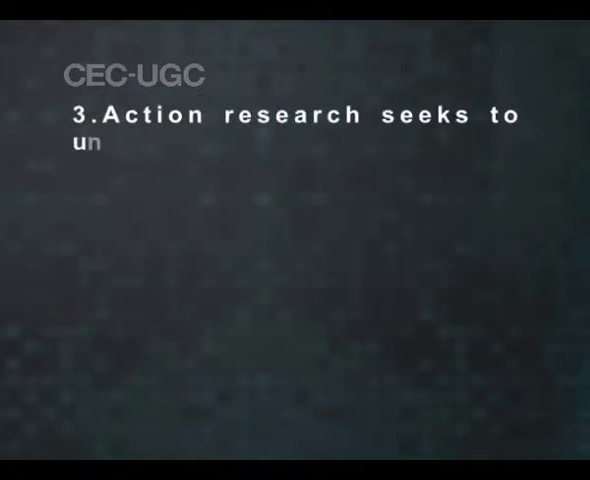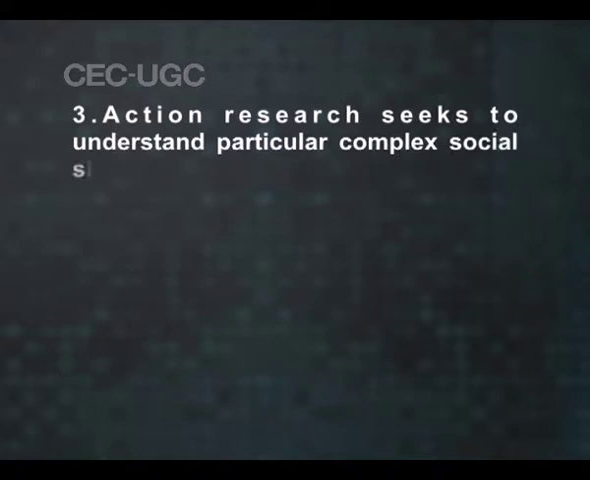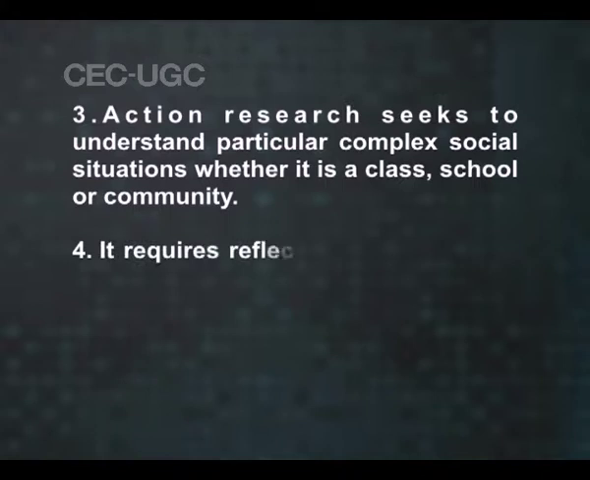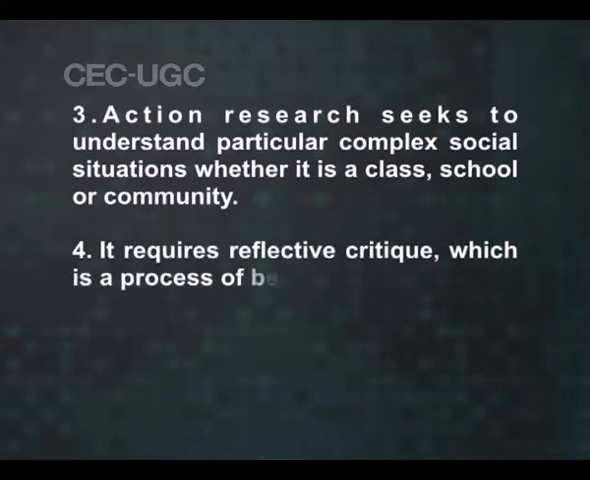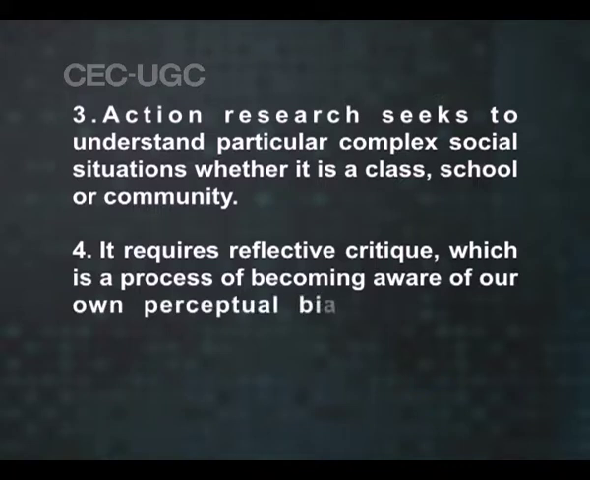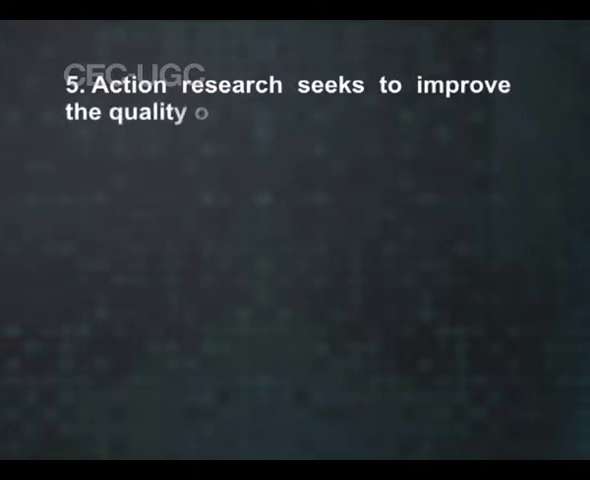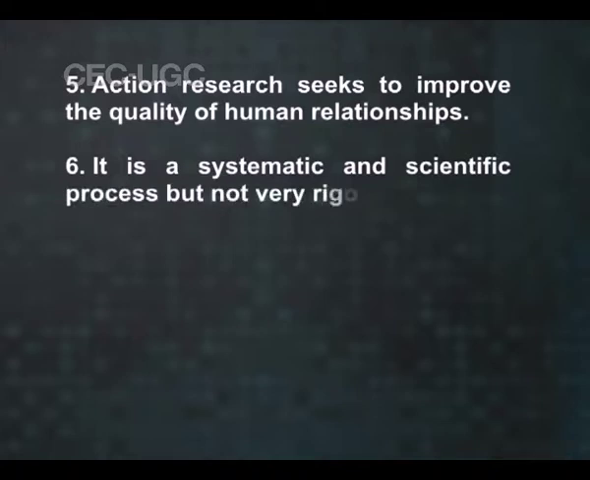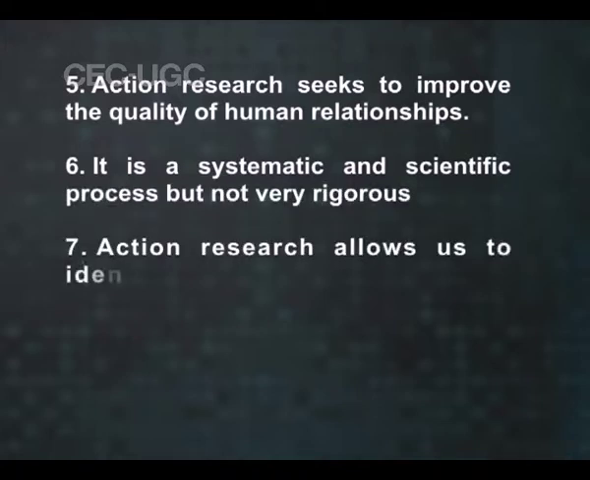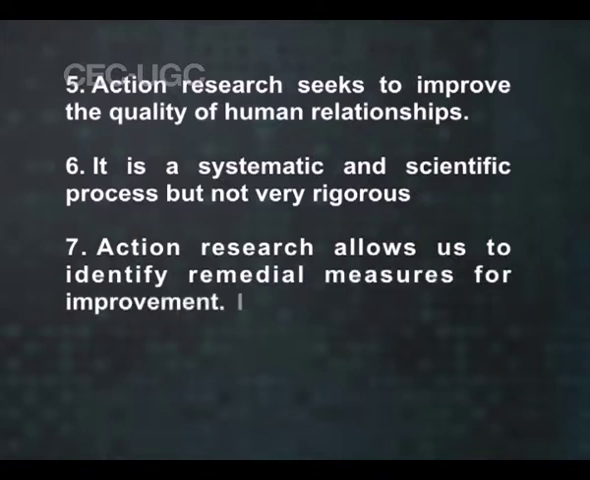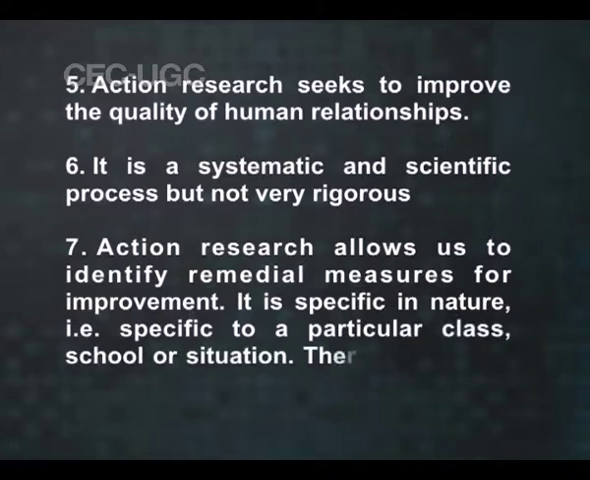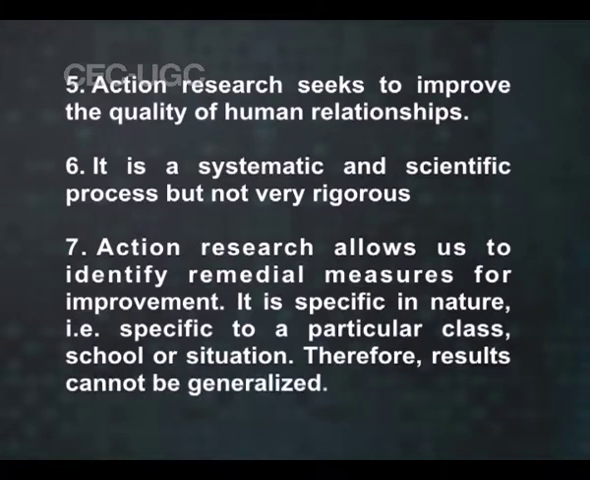Action research seeks to understand particular complex social situations, whether it is a class, school, or community. It requires reflective critique, which is a process of becoming aware of our own perceptual biases and own practices. Action research seeks to improve the quality of human relationships. It is a systematic and scientific process, but not very rigorous. Action research allows us to identify remedial measures for improvement. It is specific in nature, that is, specific to a particular class, school or situation. Therefore, results cannot be generalized.